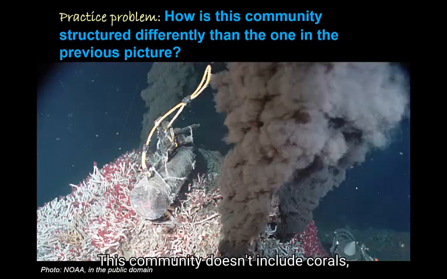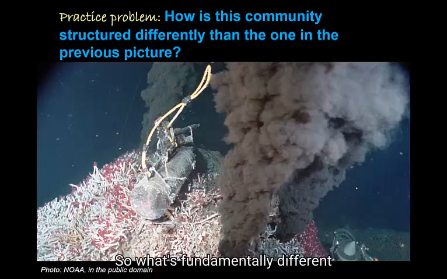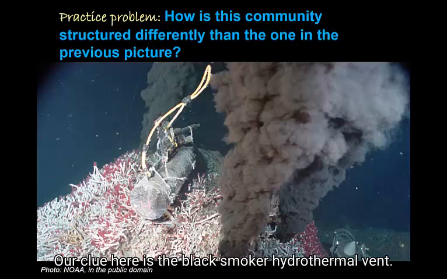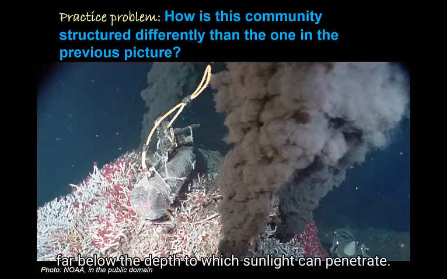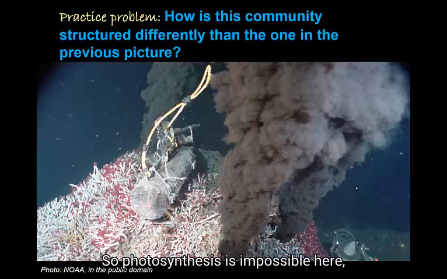This community doesn't include corals, but there's still a lot of life here, including fish not shown. So what's fundamentally different here in how the community is structured? Pause the video if you'd like to think about it. Our clue here is the black smoke or hydrothermal vent. This is a feature that we would find at a midocean ridge, far, far below the depth to which sunlight can penetrate. So photosynthesis is impossible here, but we still have a thriving community. Primary productivity in this community is chemosynthesis rather than photosynthesis.